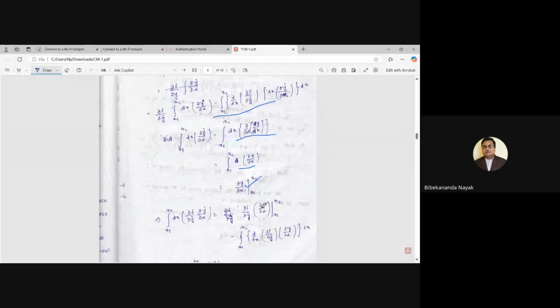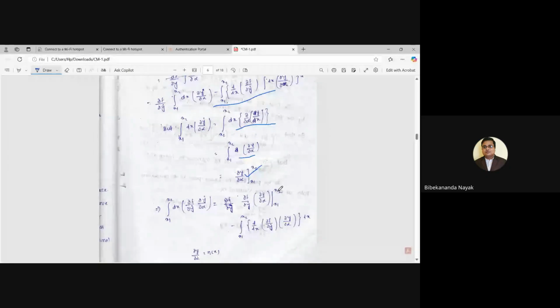So we put this value x1, x2, but we know that at endpoints all paths should match. Eta x1 is 0, eta x2 is equal to 0. You know. So we use that. Actually, that integration vanishes.